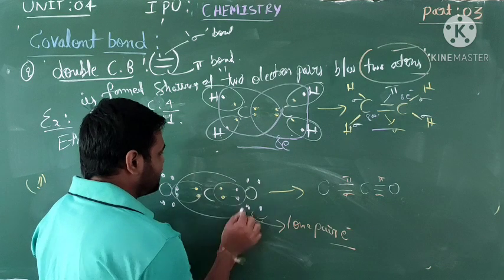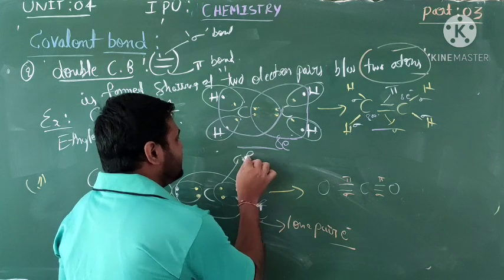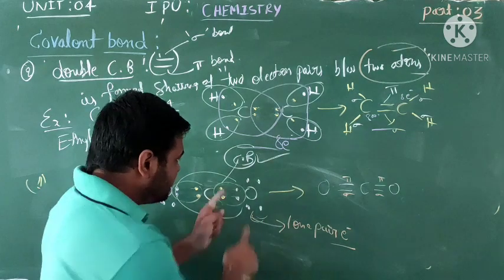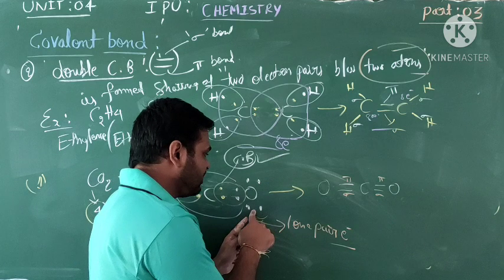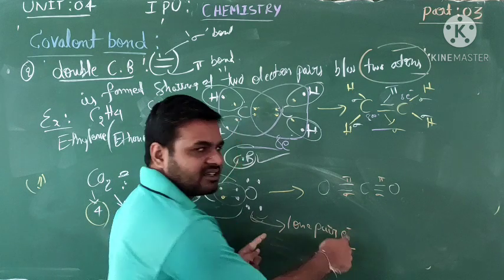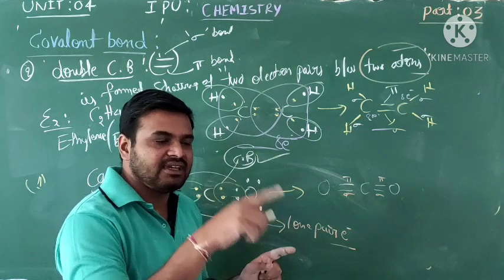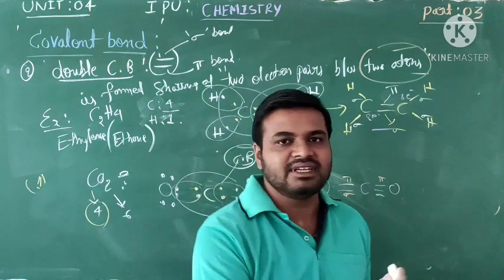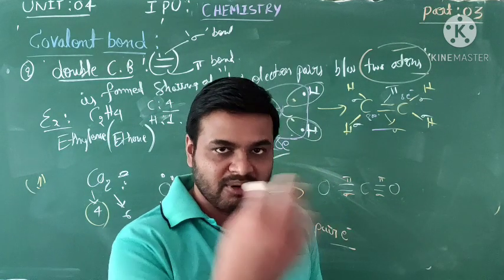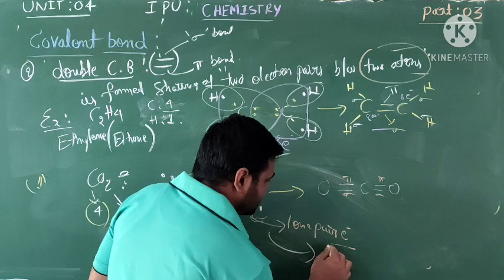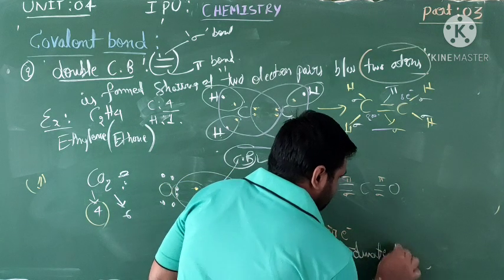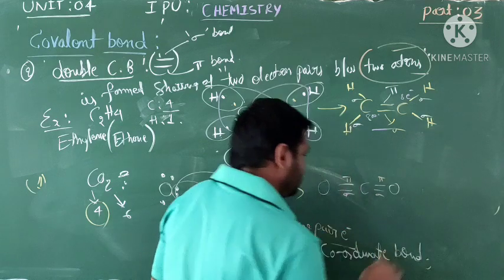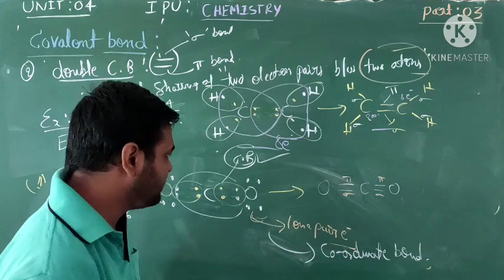The remaining valence electrons are called lone pair of electrons. If these lone pair of electrons are also involved in contribution to a bond, that bond is called what? Coordinate bond. Later we will discuss some examples.